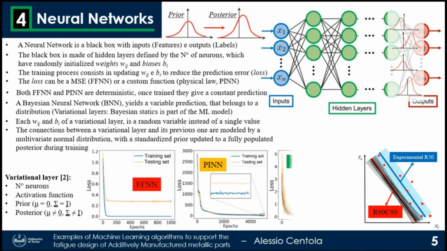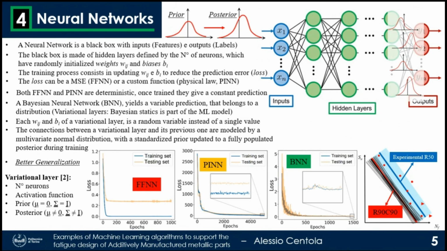Another note goes on generalization. As we can see, the Bayesian neural network with the same training data, as opposed to the other one, yields a better generalization. We can see that the training error superimposes well on the testing error. And this is not always the case for a physics-informed neural network, let alone a feed-forward one.